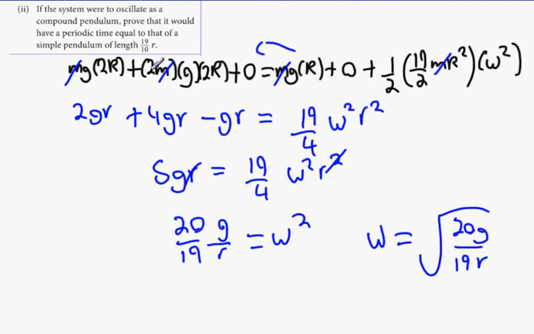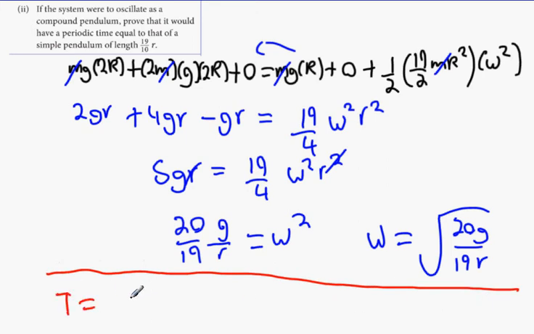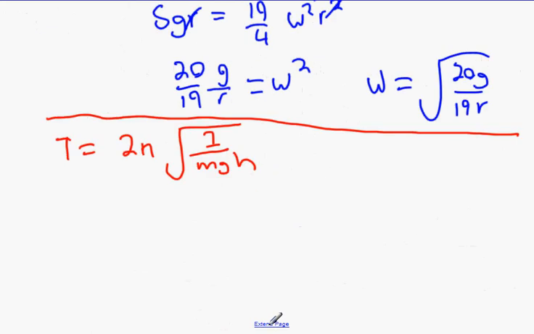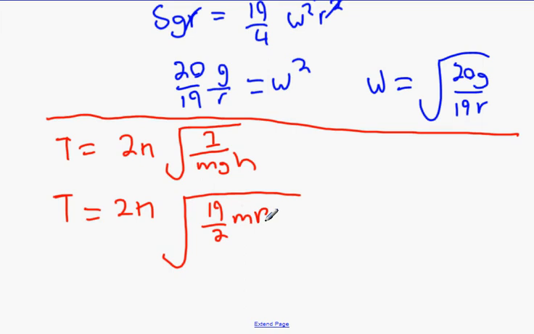Okay, so what you need to have, for a compound pendulum, is T equals 2 pi times the square root of the inertia of the pendulum over mgh. Okay, once that happens, what we're going to be left with is 2 pi times root. What's the inertia of the system? 19 over 2 mr squared divided by mgh.